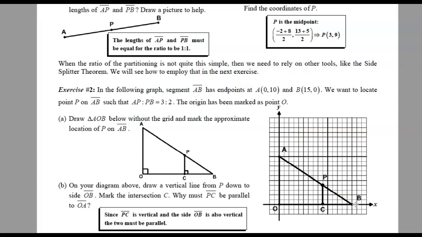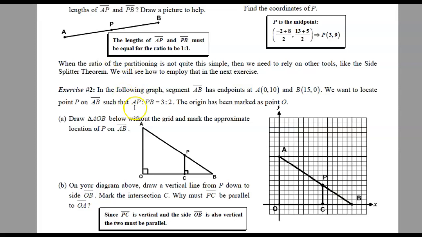Okay, so the first thing to do is draw triangle AOB. The origin is marked O, so just draw triangle AOB. And do it without the grid, just put it over here. And we want to mark the approximate location of P. Now let's think about this ratio, this 3 to 2. That tells me that there's 3 parts on the left and 2 parts on the right for a total of 5 parts. So AP is 3/5 of the whole segment.